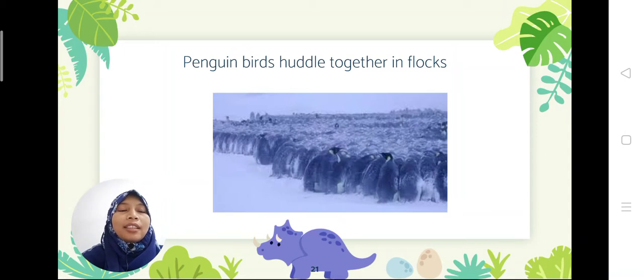Yes, you're correct. Penguins will huddle together in flocks. So in the winter, you may see this picture of thousands and thousands of penguins huddling together in flocks. So they keep themselves warm. They're keeping their company warm. They're keeping their families warm. The penguin in the middle gets the most insulation because of all of the penguins surrounding them and keeping them warm. This is one of the strategies of how they keep themselves warm.